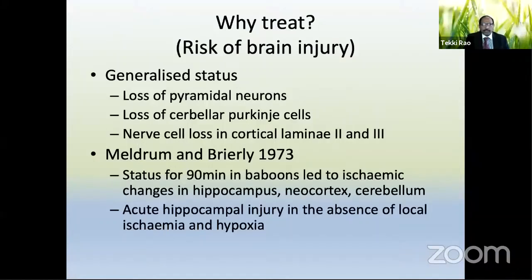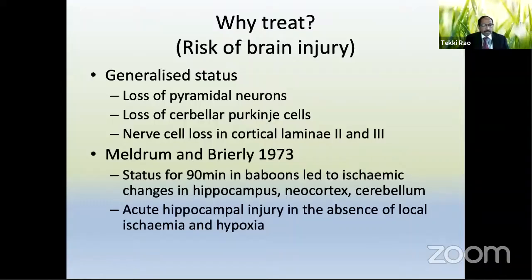So why should we treat aggressively? Again, this pathophysiology has been covered by Dr. D. Rosa. Thanks very much to her. But just in summary, generalized status could lead to loss of pyramidal neurons, loss of cerebellar Purkinje cells, and also nerve cell loss in the cortical laminae 2 and 3.